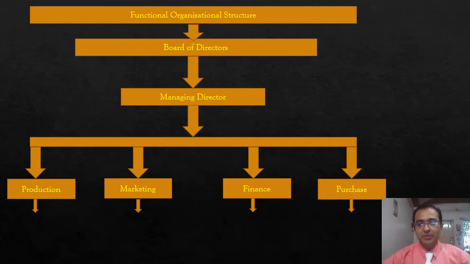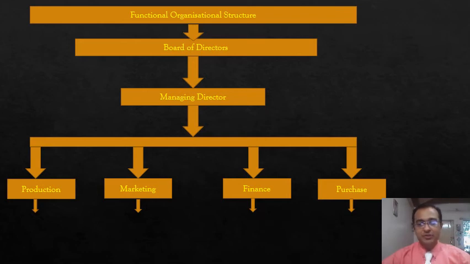They need to purchase the raw material, they have to produce the product, for that they need the finance, and after producing, they need to sell their product. That is what marketing is. So, these are the minimum activities which will be performed in any organization.